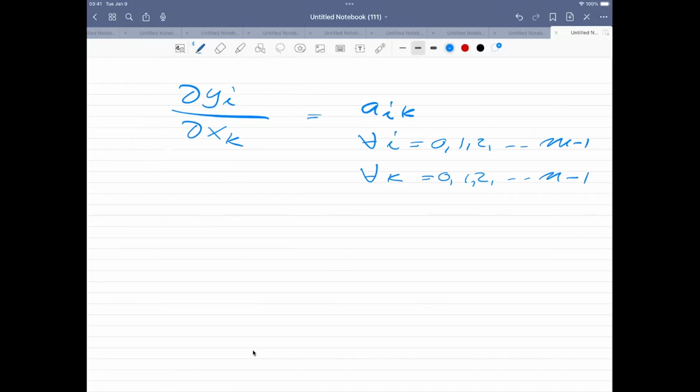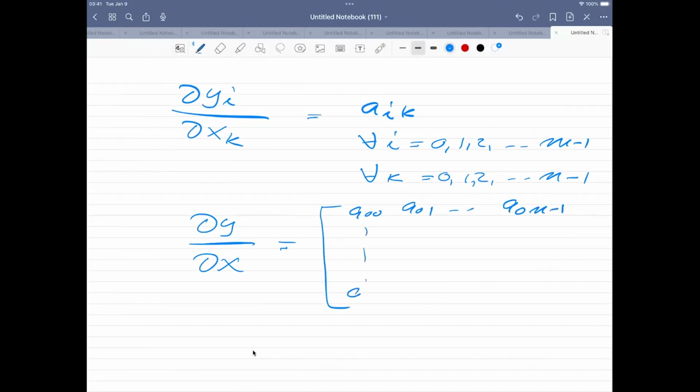This means again that if we now take dy of d of x, this is simply going to be given by this matrix A. So we would have A00, A01, all the way up to A0, n minus 1. And then we go down here to n minus 1, 0, and then n minus 1, n minus 1, which is simply just equal to that matrix A.